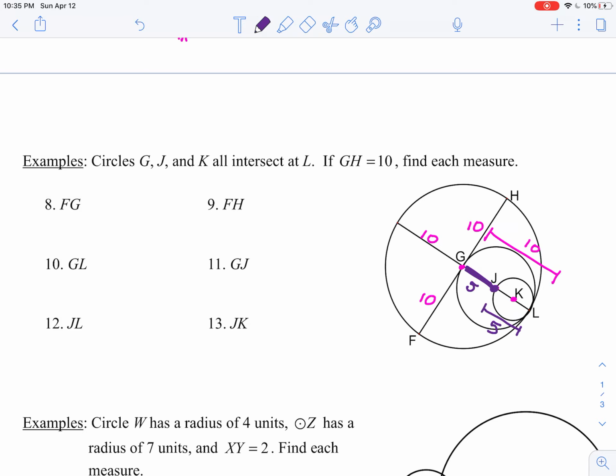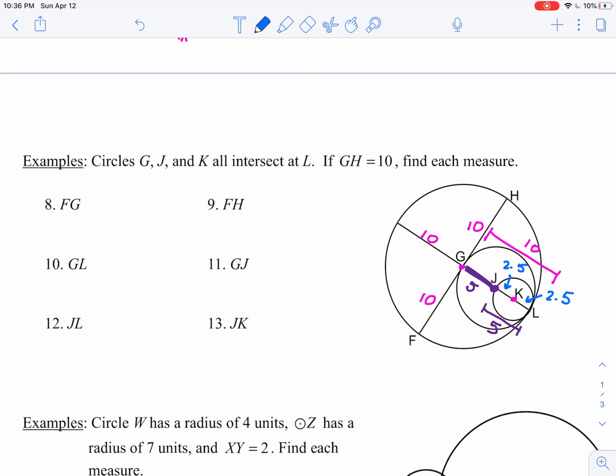But then JL is now the diameter of the smallest circle, K. So if circle K has a diameter of 5, its radius, half of that, would be 2.5. So KL, one of the radii, and JK, the other one, is 2.5 units.